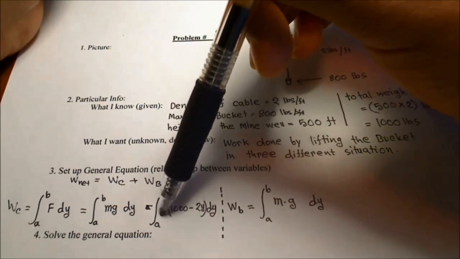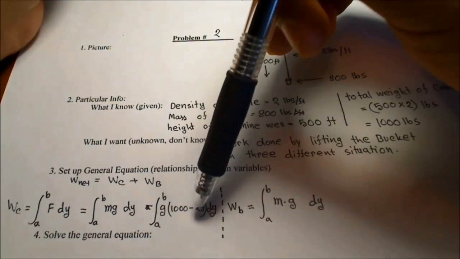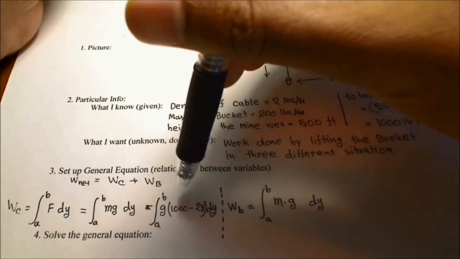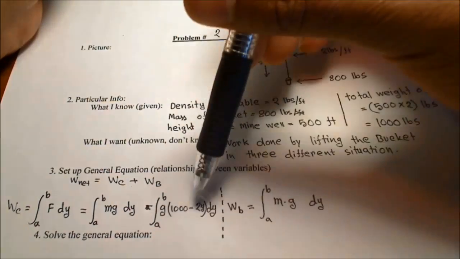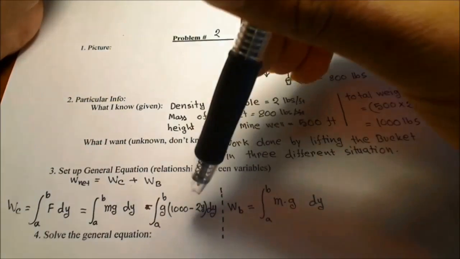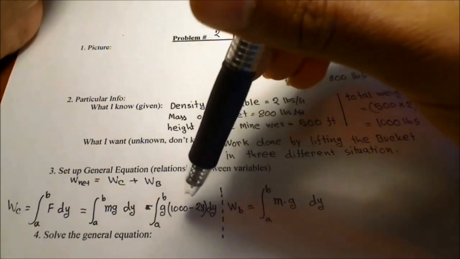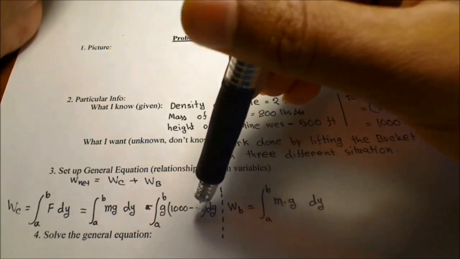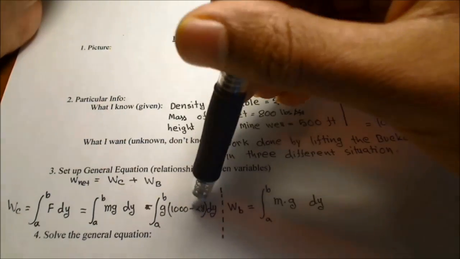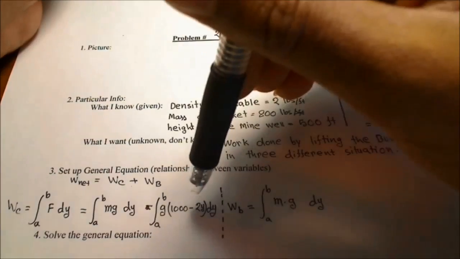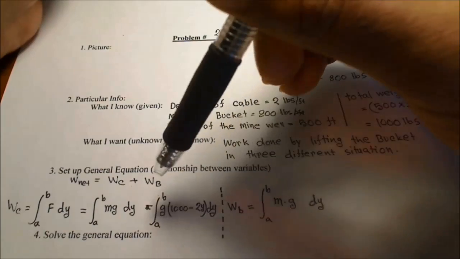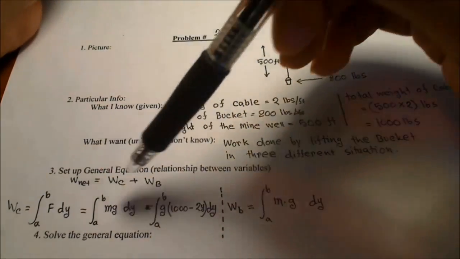We also broke down m into 1,000 minus 2y, because every time you pull 1 foot, you lose 2 pounds. Meaning, if you were to pull 2 feet, you multiply 2 by 2 equals 4, so you lose 4 pounds off the 1,000. If you pull 10 feet, you multiply that by 2, it's going to be 20, so you're going to be losing 20 pounds off the 1,000. So that's our general equation for WC.